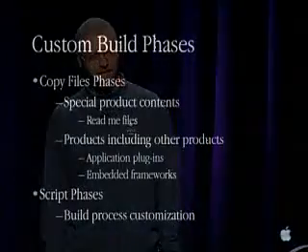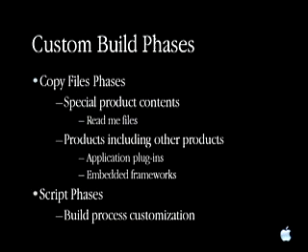So that's a good basis to start with, but it's often not enough. There are a bunch of custom phases that can allow you to tune the process in a bunch of different ways. The most basic being the copy files phase. This allows you to copy special product contents like READMEs and other such into a product. It also is the primary model that we use for product inclusion. The way that a product that includes another product, such as an application that has plugins, works is that you add a copy files phase that refers to that product reference in the product section and brings it into the actual built product.